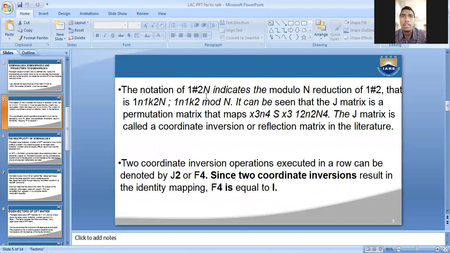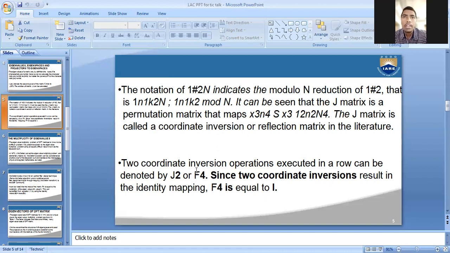The notation of l ⊕ 2n indicates the modulo n reduction of l, that is, modulo n. It can be seen that the J matrix is a permutation matrix that maps the index k to the index (n − k) modulo n. The J matrix is called a coordinate inversion or reflection matrix in the literature.